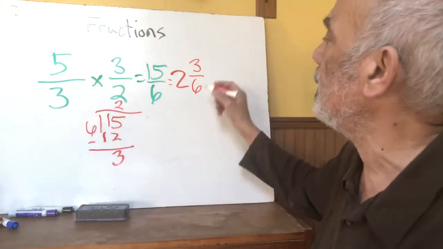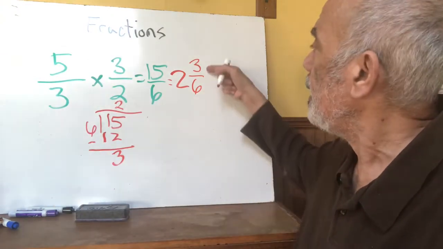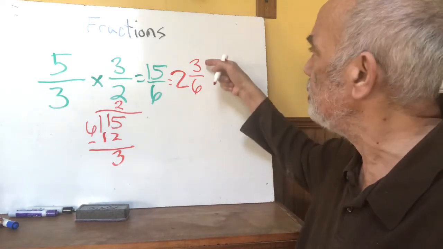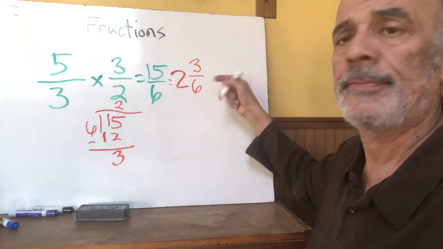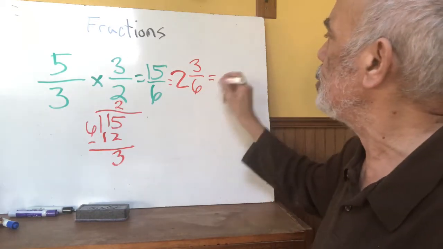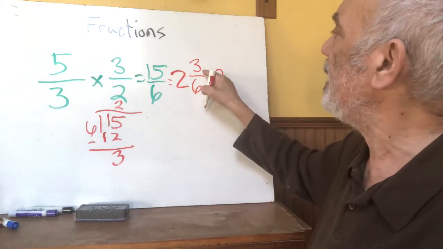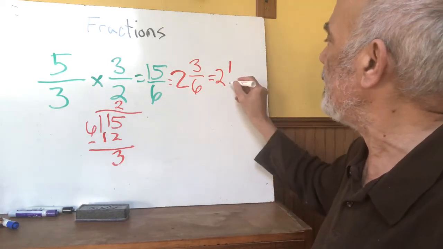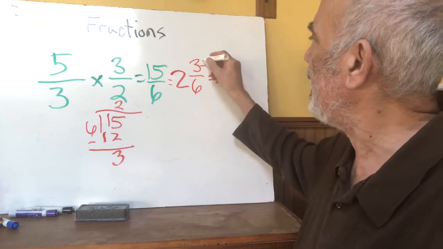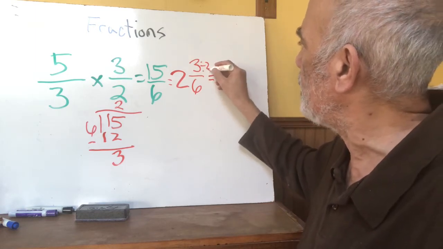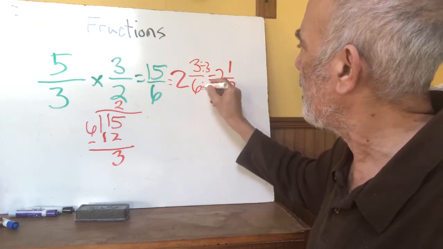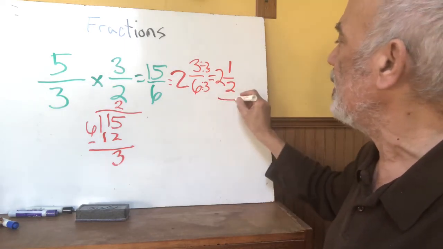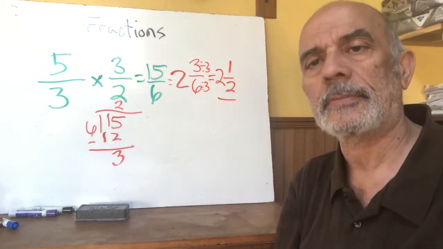And like we said in the last video, if you have a common denominator, we can simplify. 3 divided by 3 is 1. 6 divided by 3 is 2. You can divide both of these by 3, and you're going to come up with 1/2. 2 and 1/2 is your final answer.